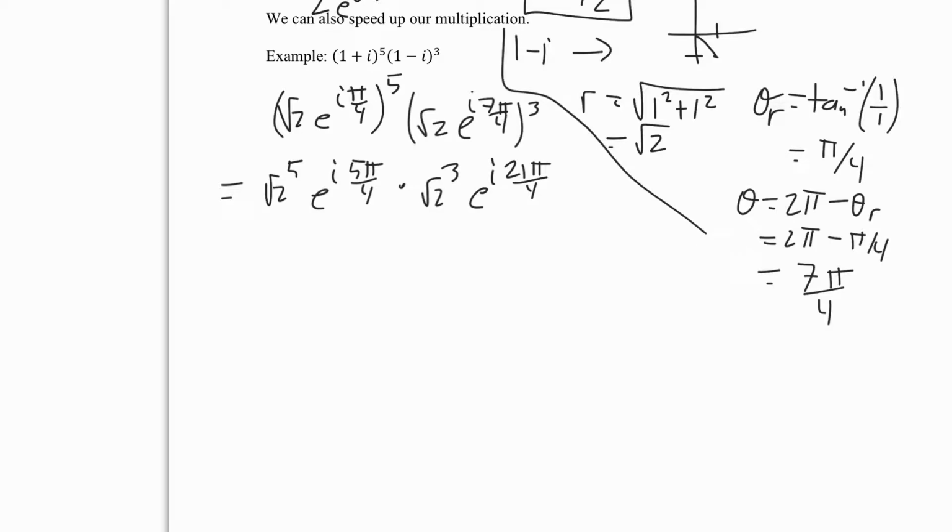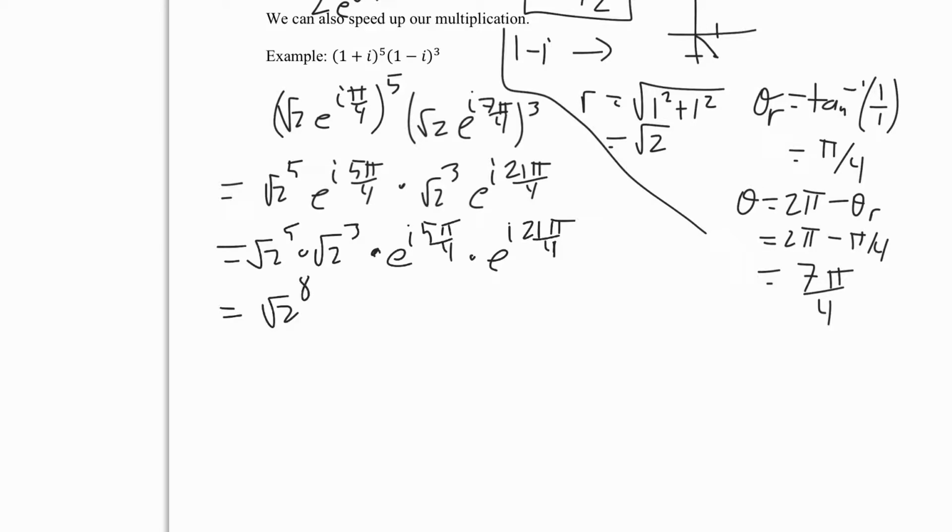Now again, using exponent rules, we can go ahead and group these two because everything is multiplied together, and we'll put these two next to each other as well. So we have root 2 to the 5 times root 2 to the 3 times e to the i 5 pi over 4 times e to the i 21 pi over 4. So root 2 to the 5 times root 2 to the 3 will be root 2 to the 8. And then e to the 5 pi over 4 and 21 pi over 4 will be e to the i, well, 21 plus 5 is 26 pi over 4.